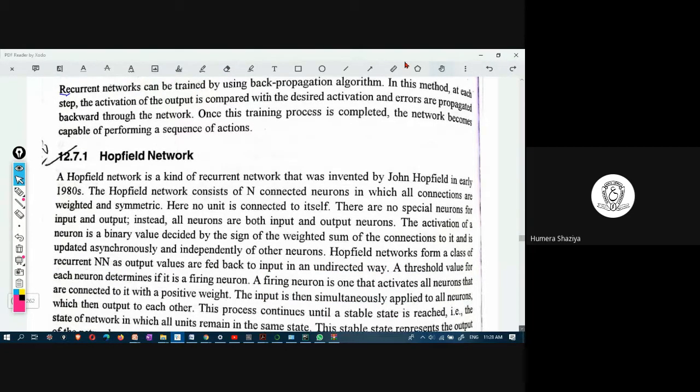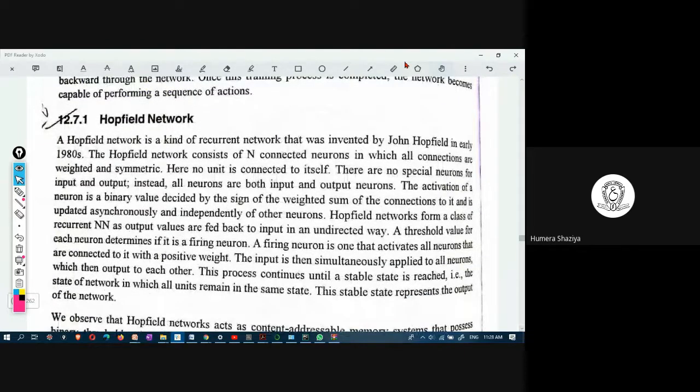And then Hopfield Network is a kind of recurrent network. It was invented by John Hopfield in the early 80s. It consists of n connected neurons where all the connections are weighted and symmetric, meaning same weights. No unit is connected to itself. There are no special neurons for input and output. All neurons are both input and output. This is the Hopfield network. This is another kind of architecture.